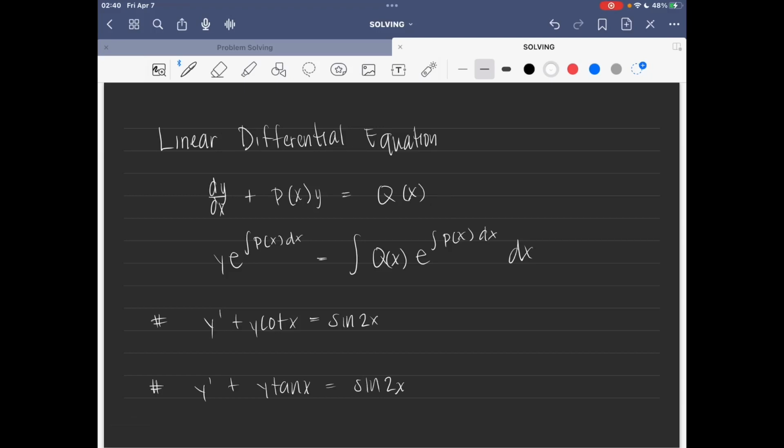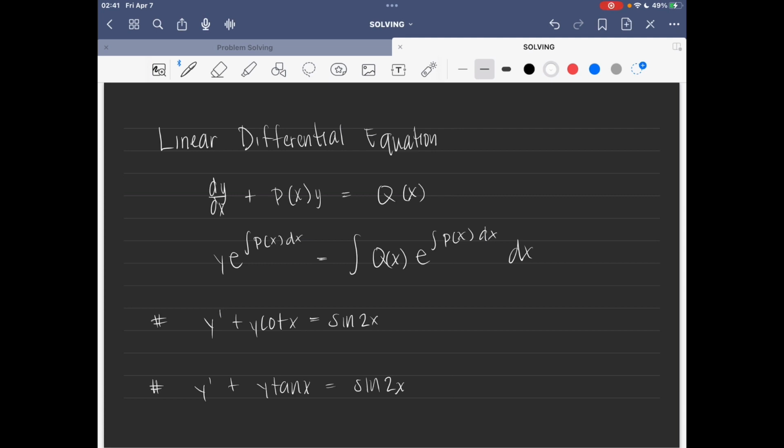So here we have a linear differential equation, dy over dx plus p of x times y is equal to q of x, and we are going to use y e raised to the integral of p of x dx is equal to the integral of q of x times e raised to the integral of p of x dx to solve for the linear differential equation.